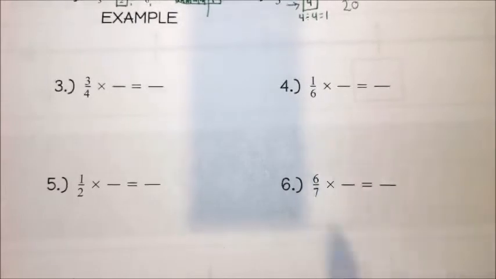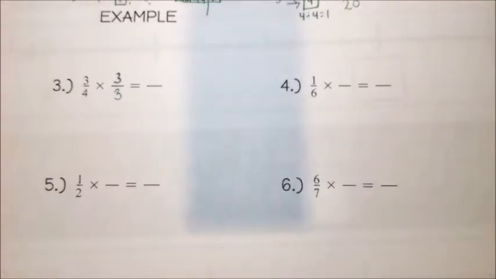Okay, if I look at number 3, you could pick any number you wanted. So let's say this time I want to pick 3. If I put 3 on the top, I have to put 3 on the bottom. Take a second, solve this problem. So find 3/4 is equivalent to what if I multiply by my constant of 3?